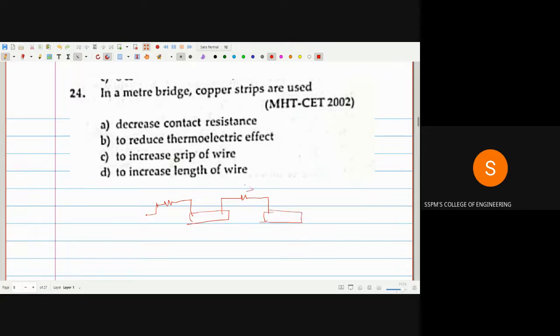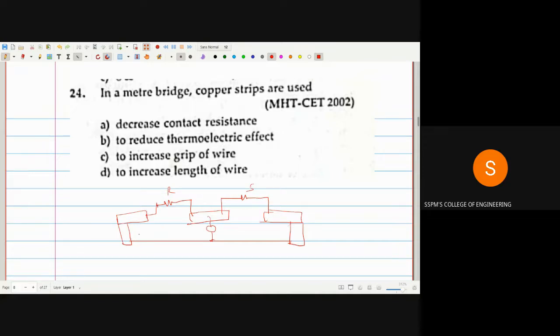Yes, R. आणि त्याच्यानंतर इथे पण एक कॉपर स्ट्रीप असते, and here the wire is connected here. And the galvanometer is connected between these 2 points. So असा Wheatstone bridge असतो. So what is the purpose of connecting strip between these 2 ends? आता इथं रेजिस्टन्स ऍड व्हायला नाही पाहिजे इथे.